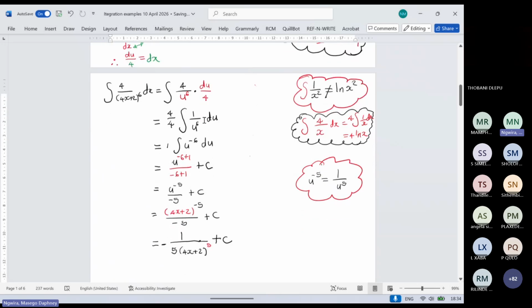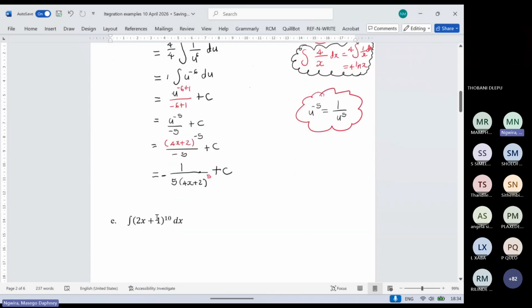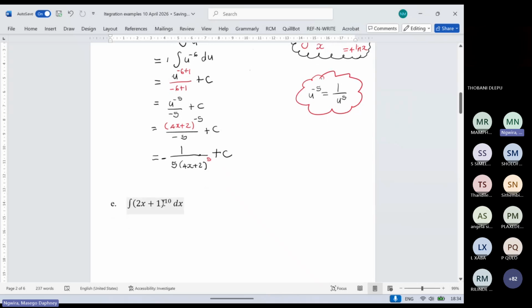Okay, now we can move on to E. If we check, E also has exponent 10. So it means we also have to use that substitution method. We can't expand this. We can't make it 10 brackets. It's going to take us the whole day. So we are going to do the let u again.